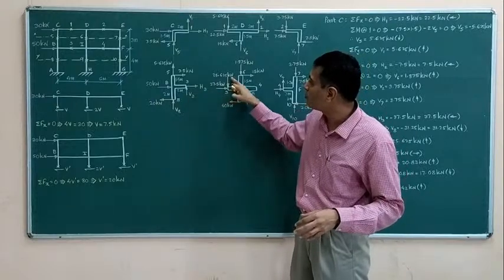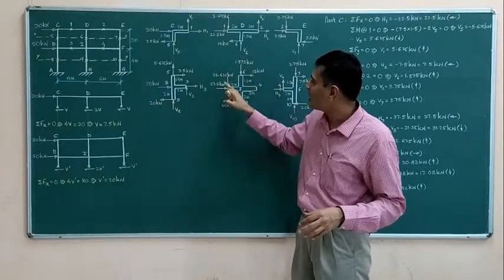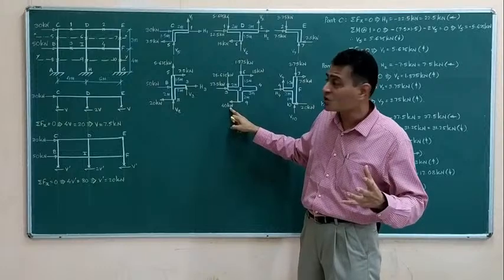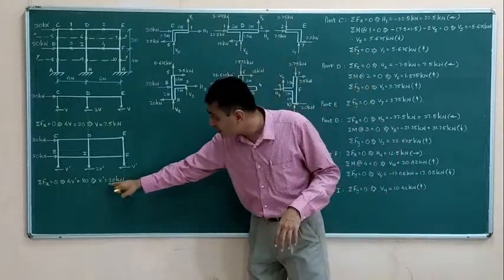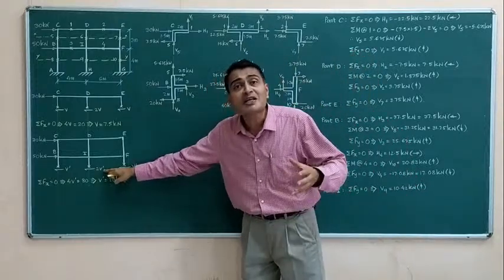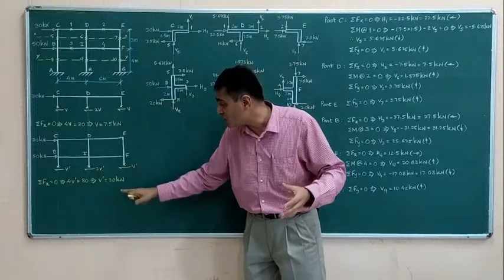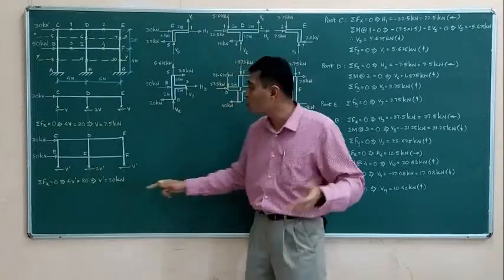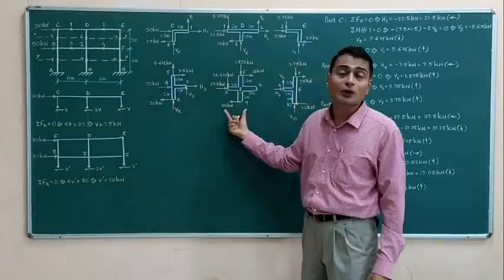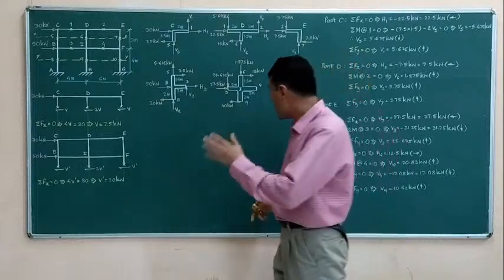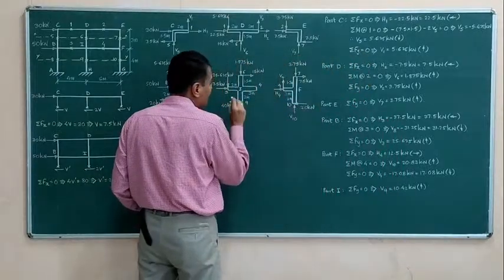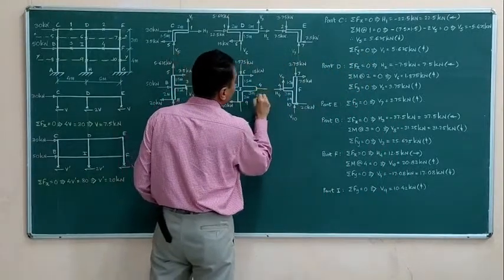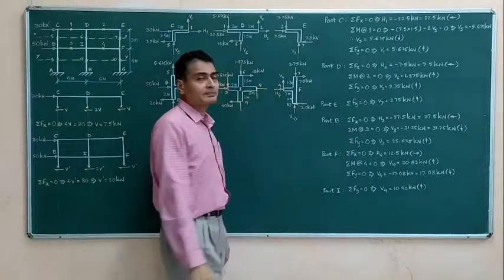Similarly, equal and opposite of V3, all these I have shown. Where from am I getting this 40? Of course I am getting it from here. This is an interior column carrying 2V prime shear. V prime is 20 kilonewtons. So here I am getting 40 kilonewtons. Now I am yet to find V9, H4 and V4.